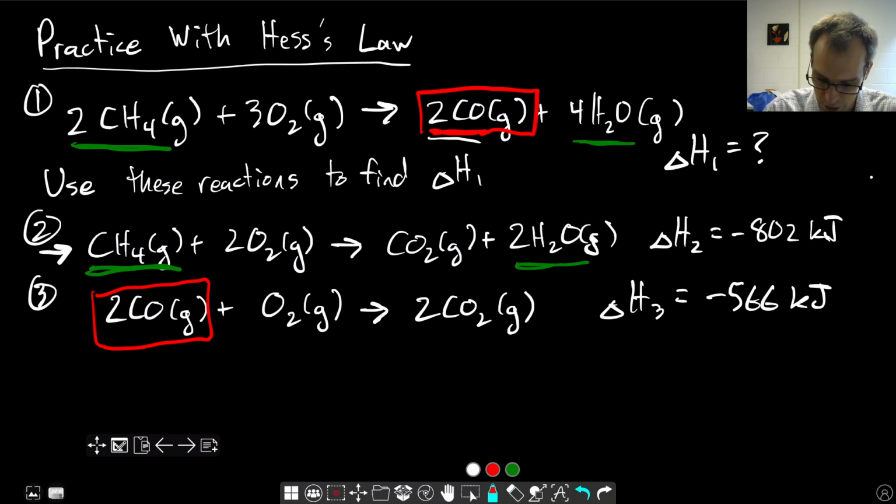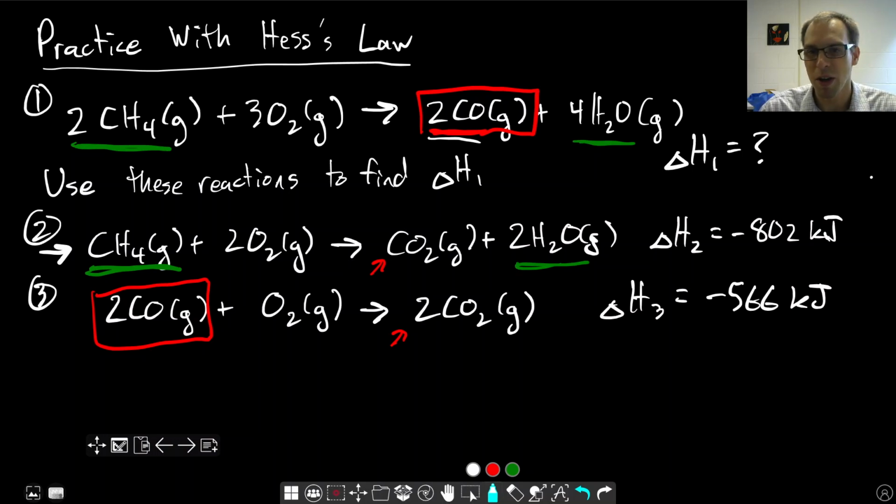Oxygen and water are pretty straightforward, but carbon dioxide also shows up in both equation 2 and 3, but is not present in equation 1. So that's going to need to cancel out at some point too. All these are clues, and this is a puzzle we're trying to work out. I like to think of this as a puzzle.